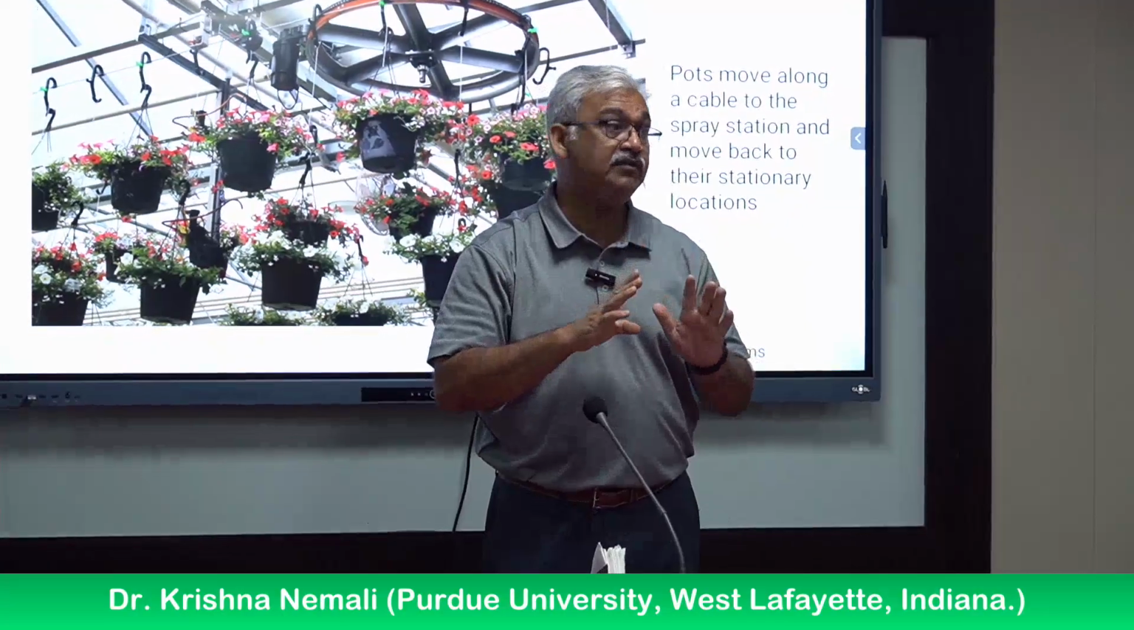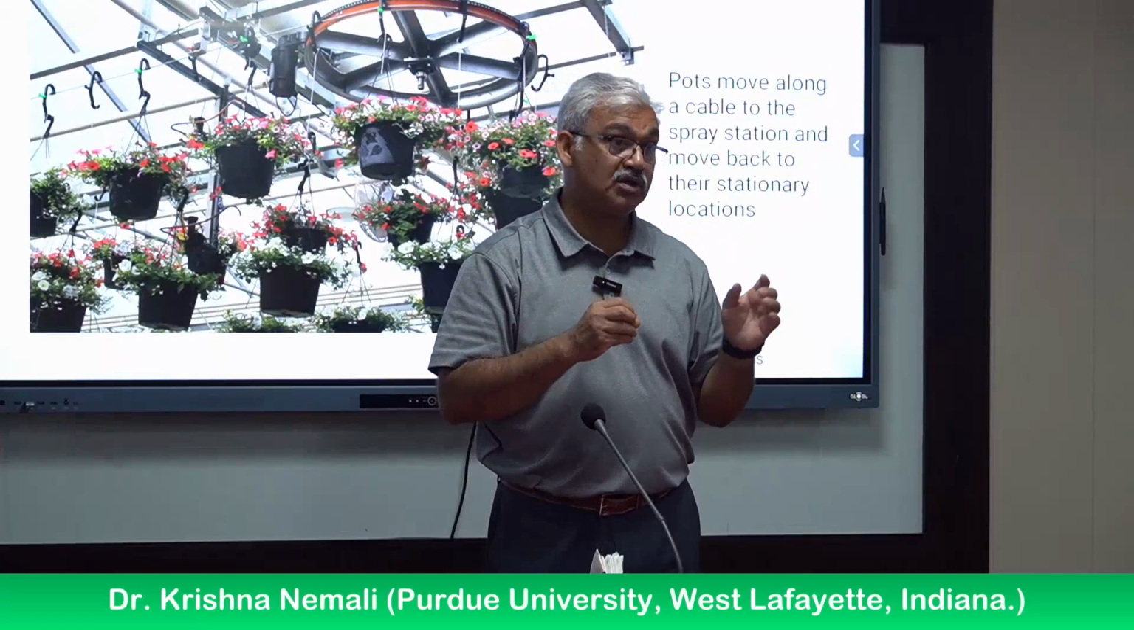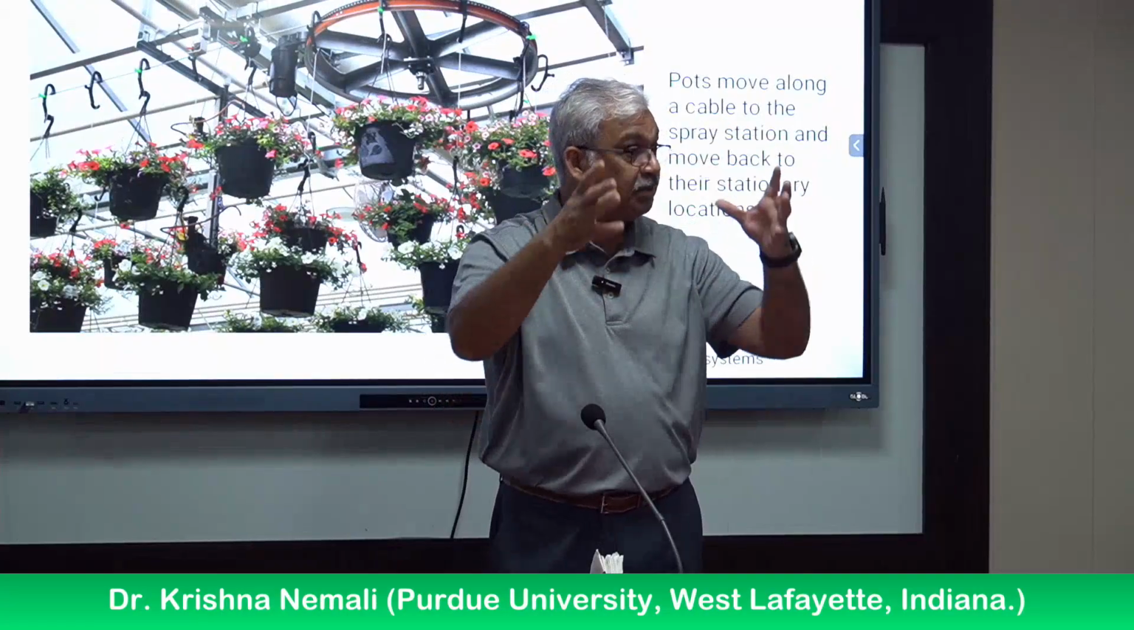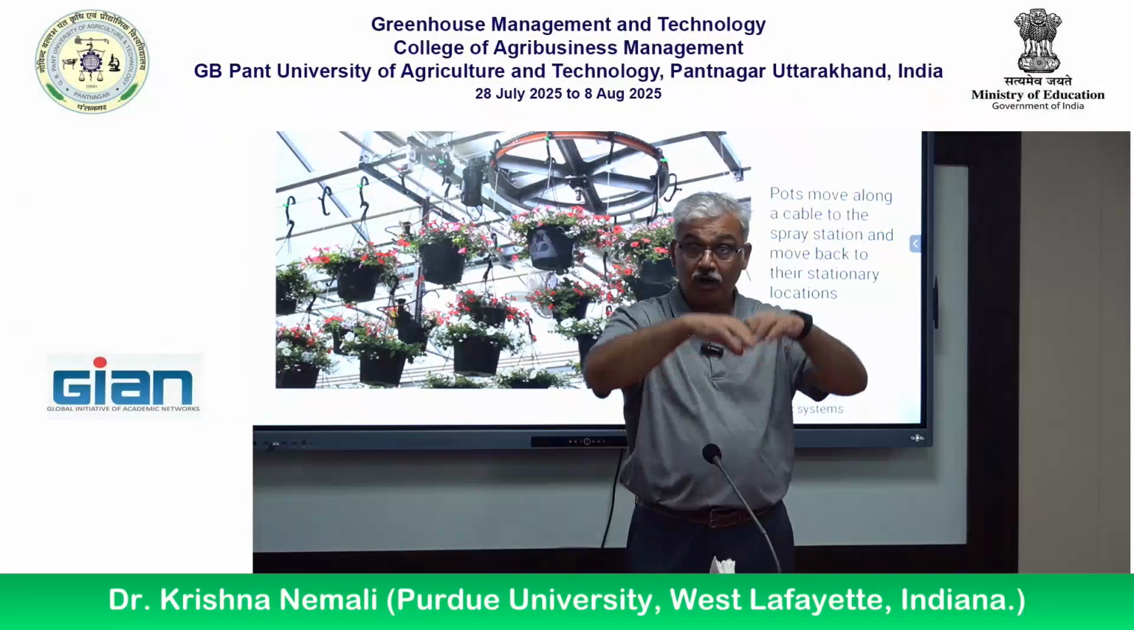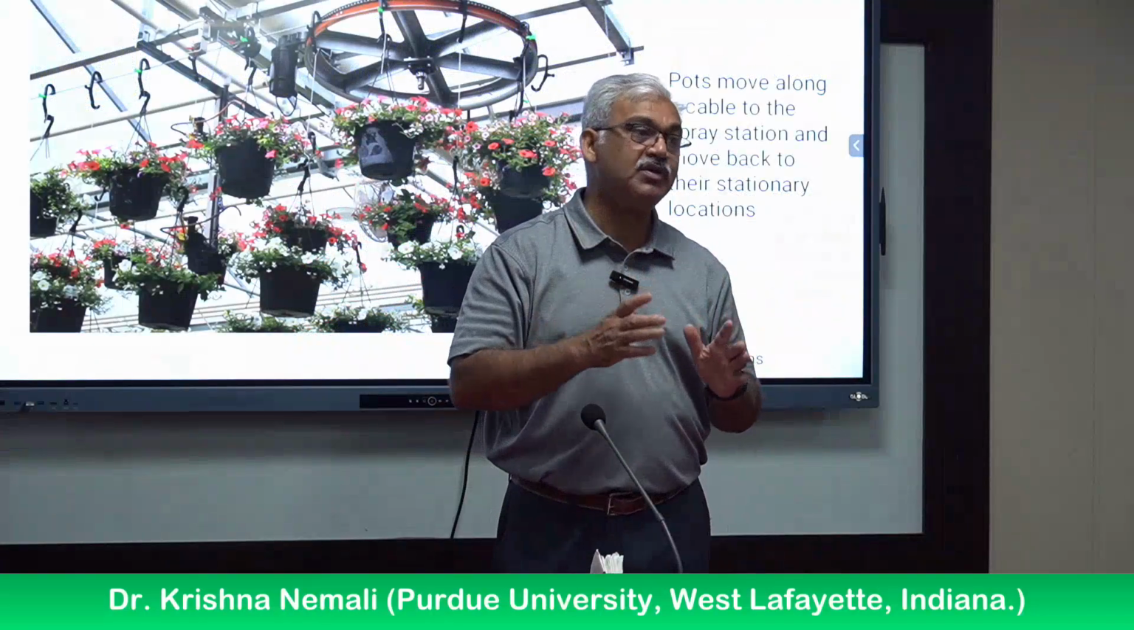They get a lot of money for hanging baskets. Mostly in hanging baskets we grow annuals: petunias, creeping plants, geraniums. These are the types of crops we grow. Sometimes even gerberas. But the problem with hanging baskets is what?